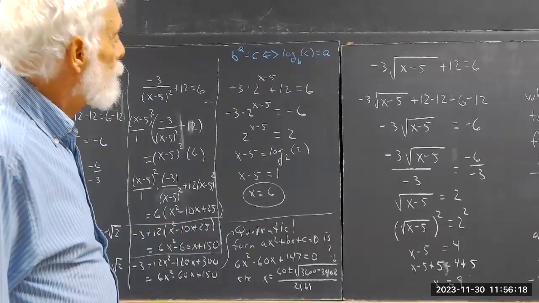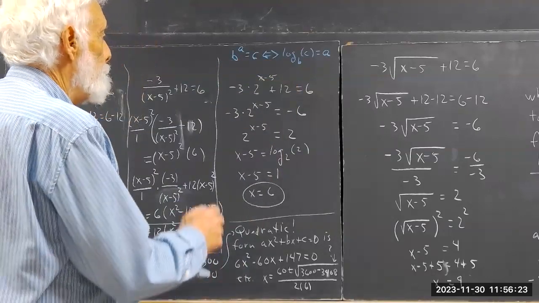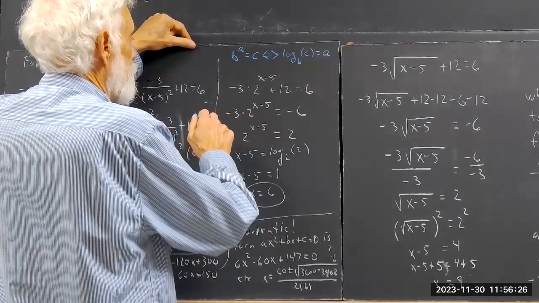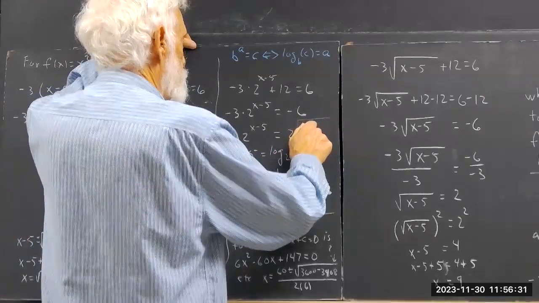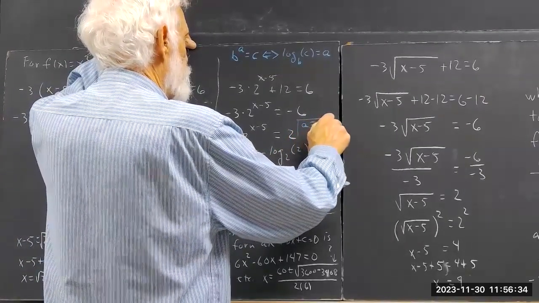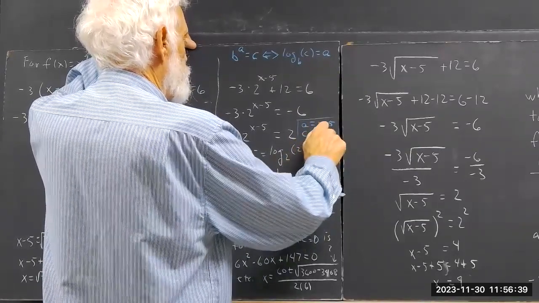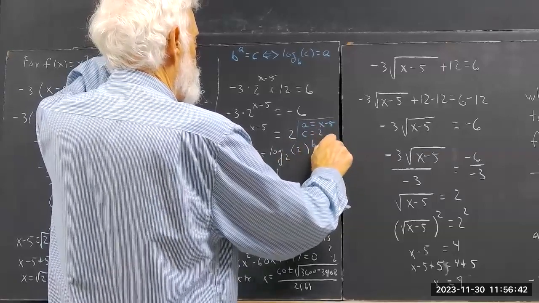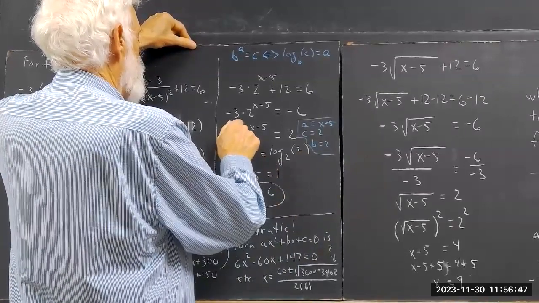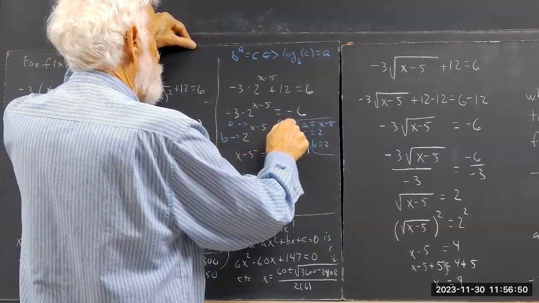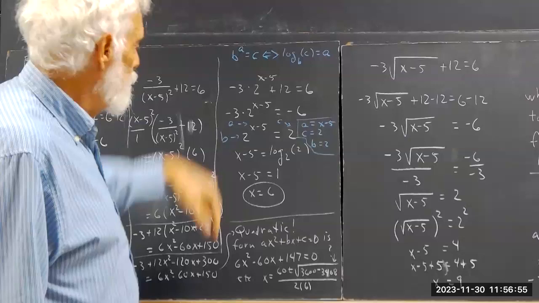So using this fact, you identify that for this problem, when we get down to here, a is x minus 5, c is 2, and b is 2. Here's your b, here's your a, here's your c. So when we write log base b, we write log base 2.